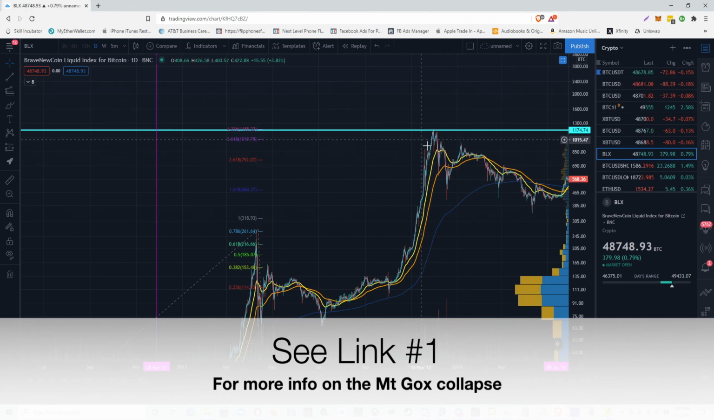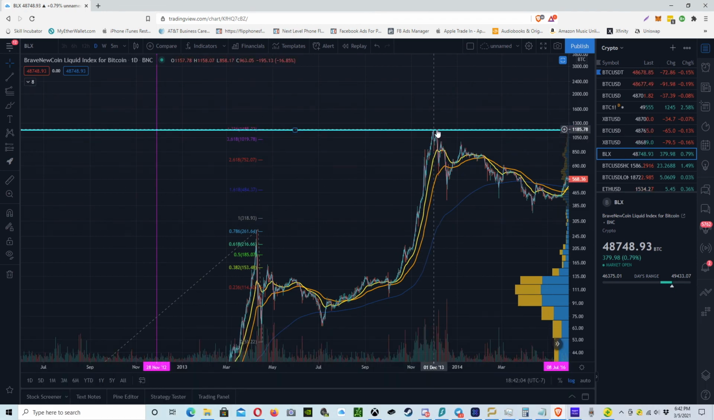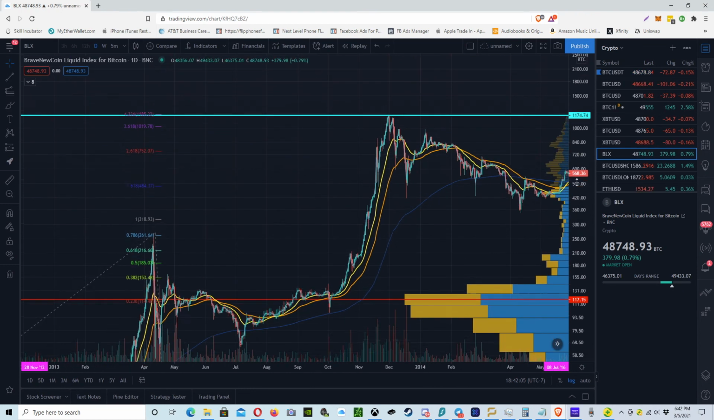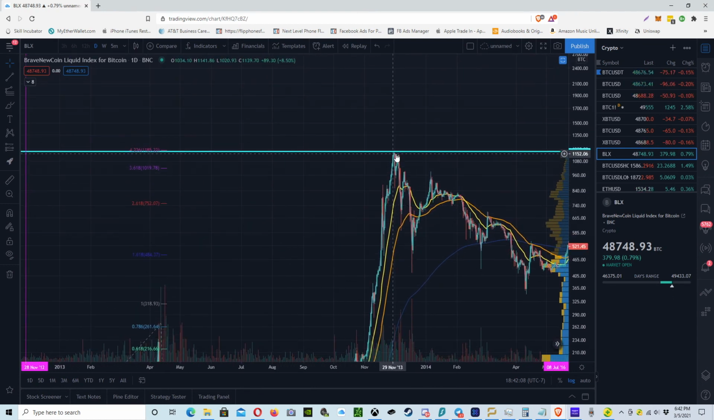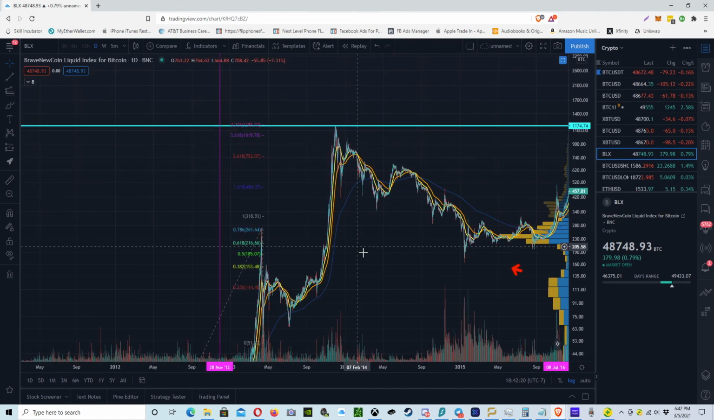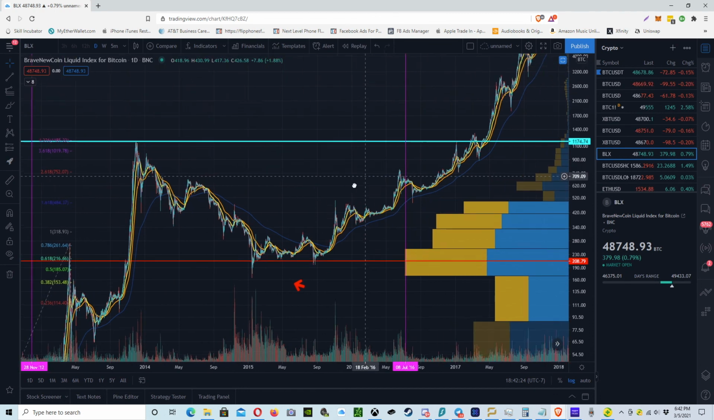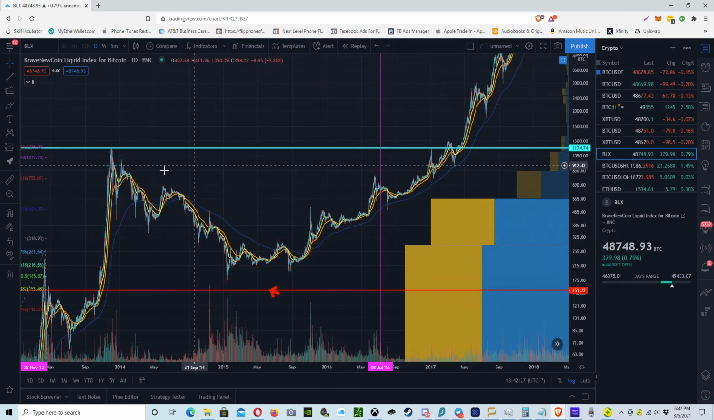See right here the 3.618. There's confluence here near the top. Bitcoin, I guess technically it did touch the 4.236 level. So yeah, it topped right there, went into a bear market. Alright, so let's do another one.